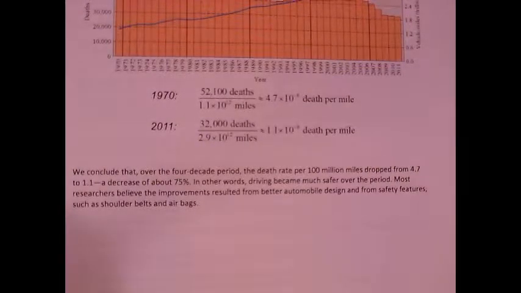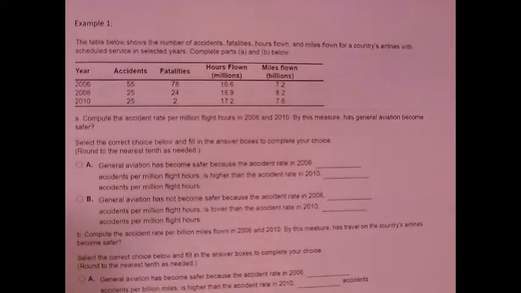Alright, now let's take a look at example 1 on the next page. Here the table below shows the number of accidents, fatalities, hours flown, and miles flown for a country's airline with scheduled services in selected years. Here we're going to complete parts A and B below. In part A, we're going to compute the accident rate per million flight hours in 2006 and 2010. By this measure, has general aviation become safer?